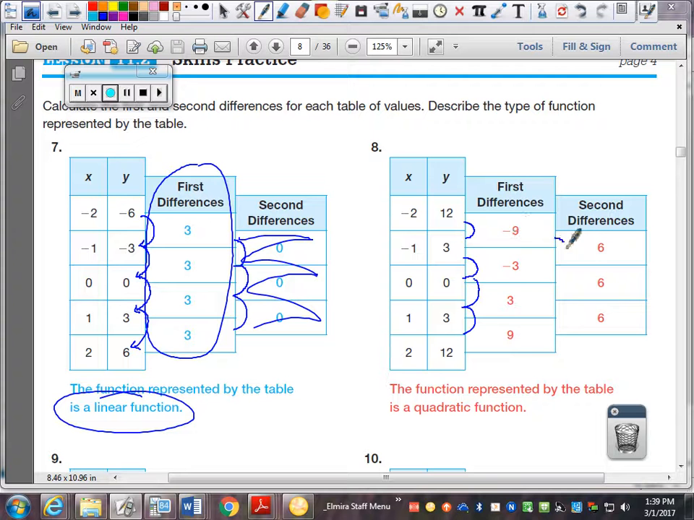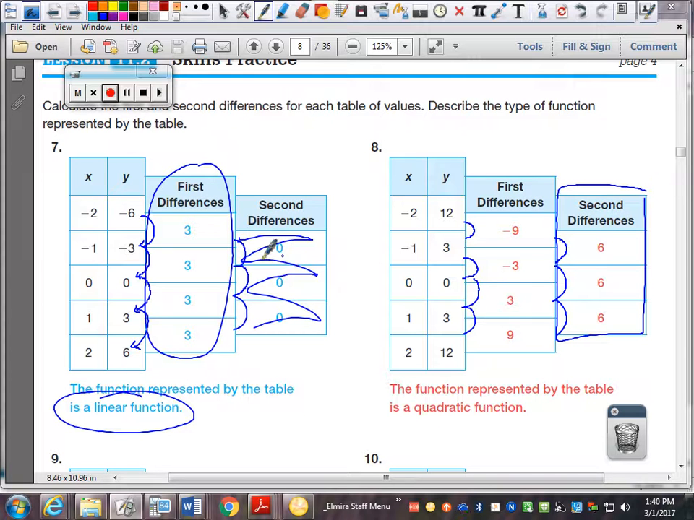-9 to -3, well, that went up by 6. -3 to +3, well, that went up by 6. 3 to 9, oh, that went up by 6. So by the time we get to the second column of doing that, I do have the same number showing up every time, and that tells me that this is quadratic.